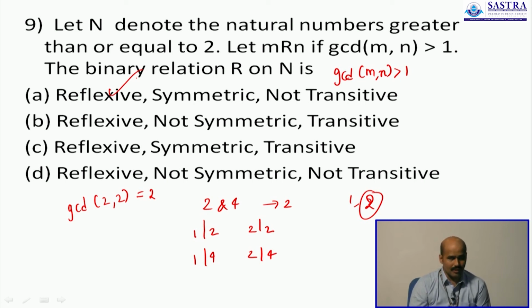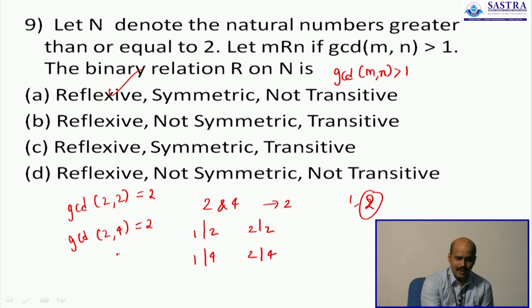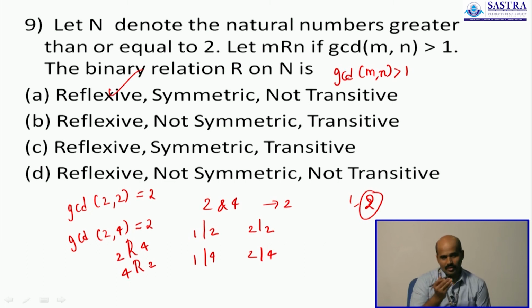Can we call it symmetric? Now we saw that the GCD of 2 and 4 is 2, therefore 2 is related to 4. Does it mean we can say 4 is also related to 2? Yes, because when you take two numbers for GCD, the order doesn't matter. You're just comparing two numbers and finding the GCD. So the GCD of 2 and 15 is the same as the GCD of 15 and 2. The order in which you group these numbers does not play a part. Therefore it is in fact symmetric.